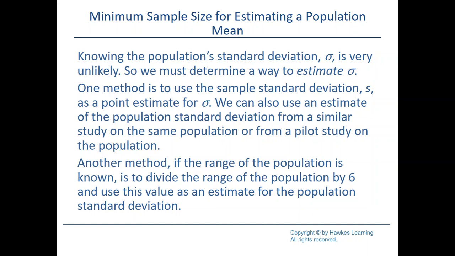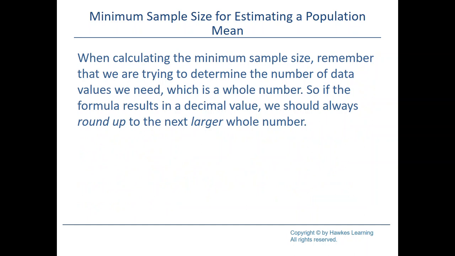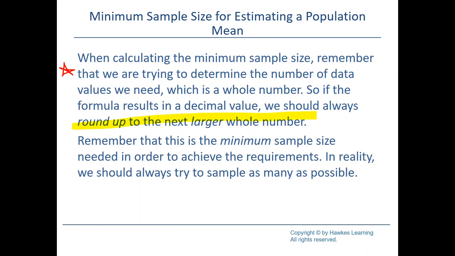Do understand that when calculating our minimum sample size, we're trying to determine the number of data values we need, which is going to be a whole number. Now, this is really important, and this is where a lot of people make a mistake. Make note of this: in this formula, I don't care what the decimal value is, you will always, no matter what, round up to the next larger number. It's very, very important that you do that.